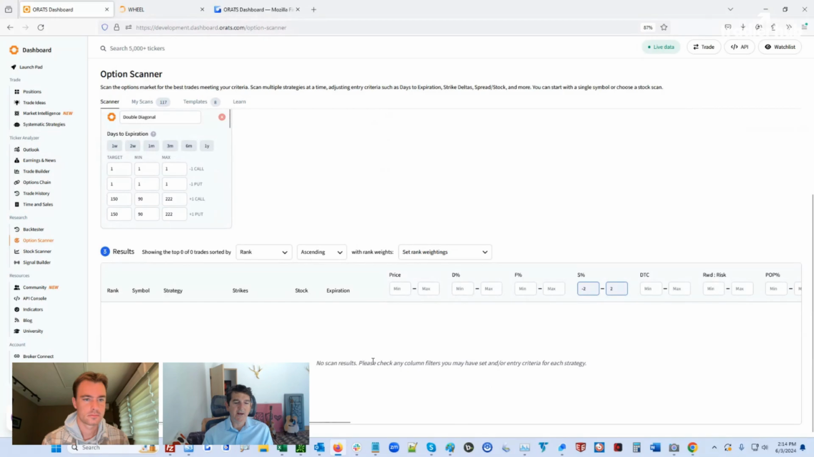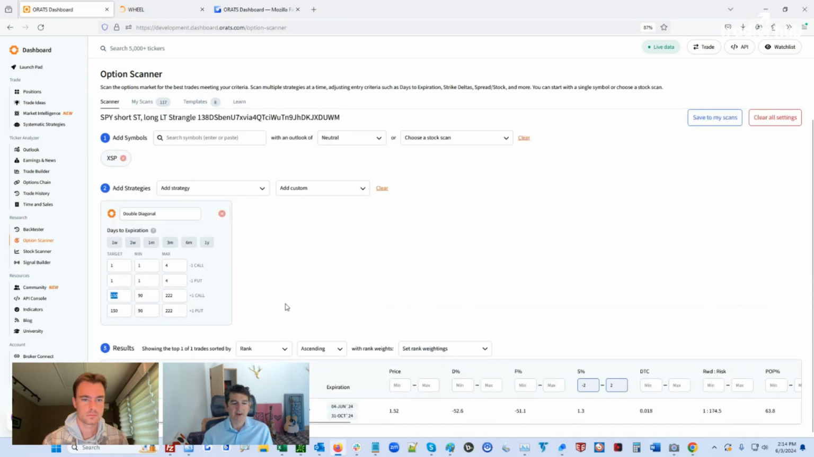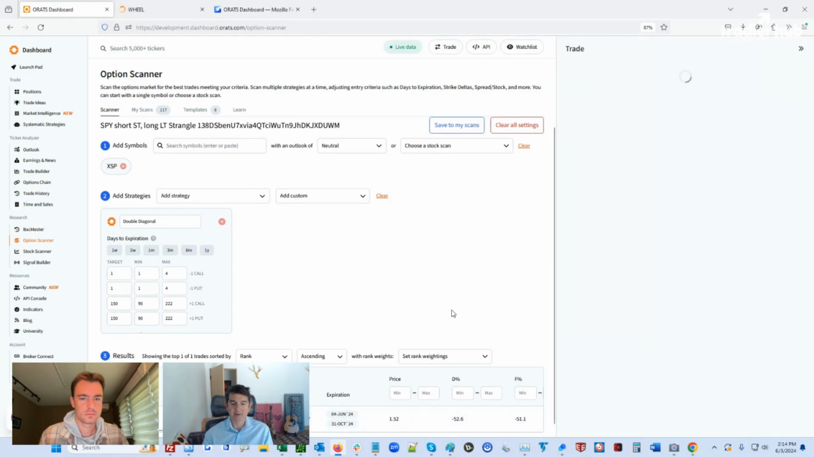Okay. So we're not finding any right now because I have a very tight max here. So let's put 4 days. This will be our double diagonal for today. So this is a double diagonal, and let's just see what it looks like.